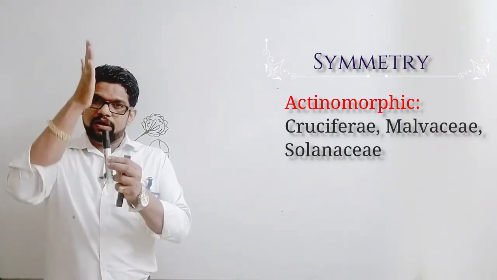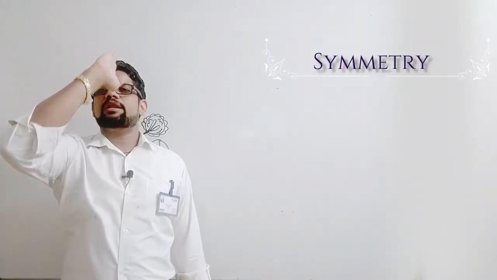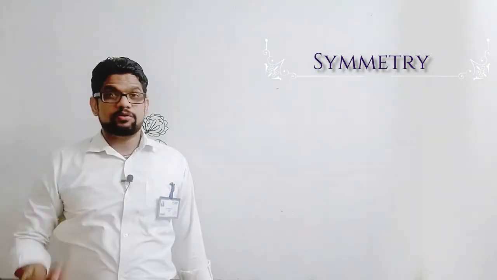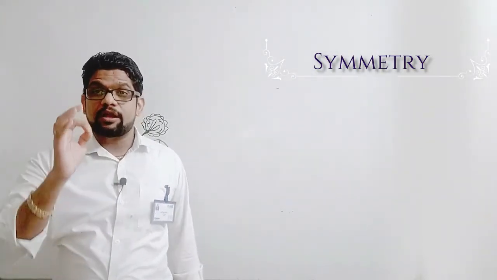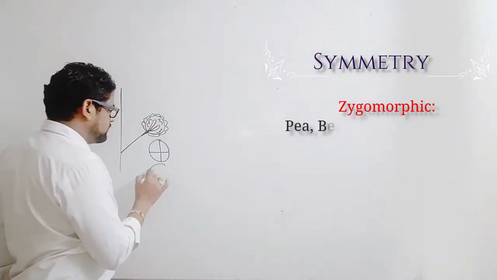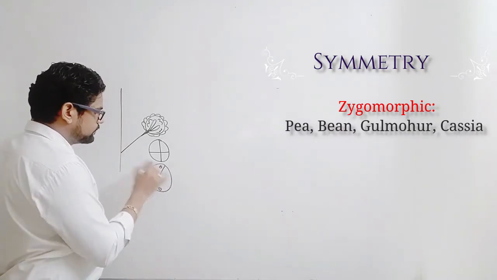Or if you can cut a flower only one way, vertically passing through the center in a single way only, just like we are showing isobilateral symmetry, you can cut like this only. Now, equal halves you can cut. They are showing zygomorphic symmetry. So this is the zygomorphic symmetry sign, like that sign we are making.